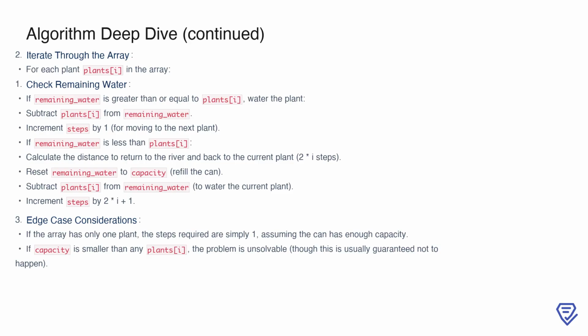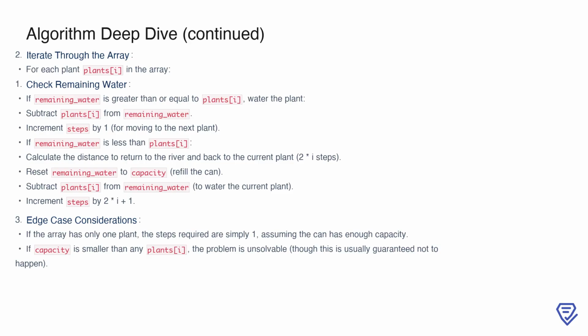the can. This requires us to calculate the round-trip distance to the river and back, which is 2*i steps, where i is the index of the current plant. After refilling, we water the plant, adjust the remaining_water, and add 1 step for the final movement to the plant.